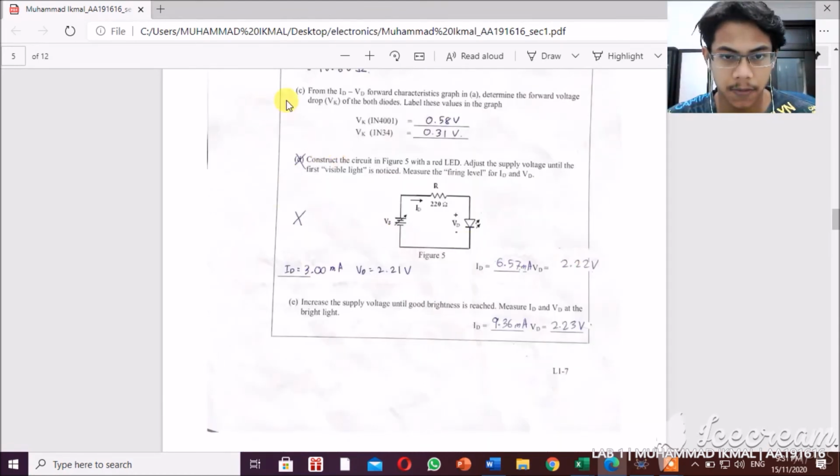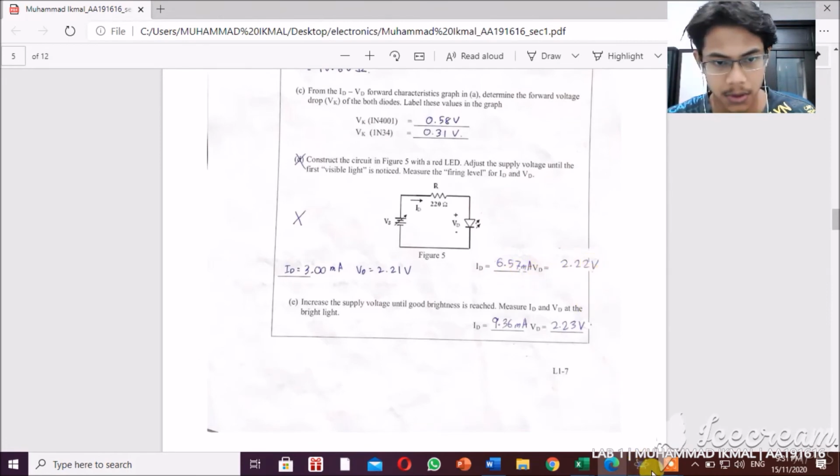So let's continue for question D. Construct the circuit in figure 5 with red LED. Adjust the supply voltage until the first visible light is noticed. Measure the firing level for ID and VD. So the visible light that I got in Proteus is 2.21 volt for voltage, and the current is 3 milliamp. And for the firing level, the diode current is 6.57 milliamp, and the diode voltage is 2.2 volt.